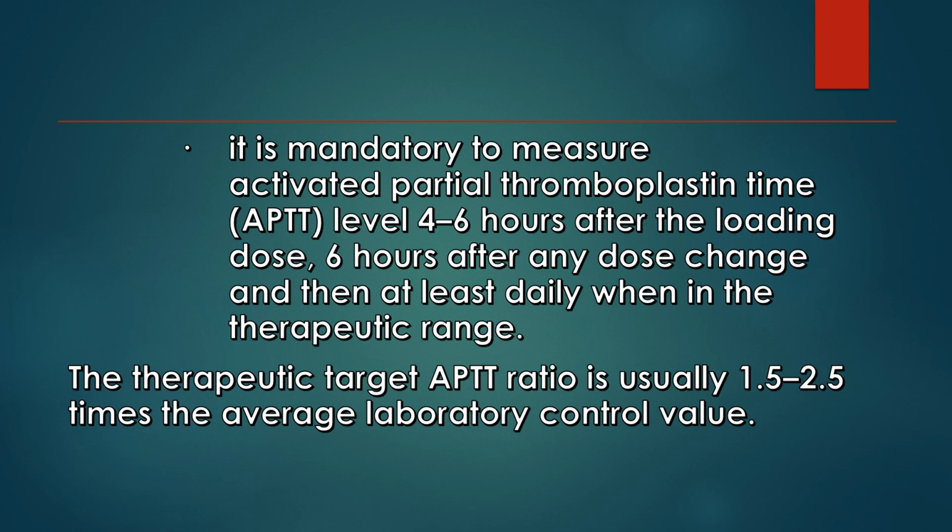It is mandatory to measure activated partial thromboplastin time, or APTT, level 4 to 6 hours after the loading dose, 6 hours after any dose change, and then at least daily when in the therapeutic range. The therapeutic target APTT ratio is usually 1.5 to 2.5 times the average laboratory control value.